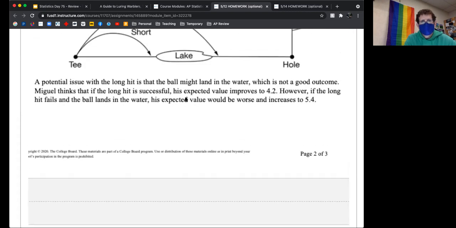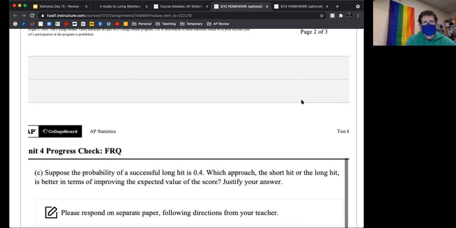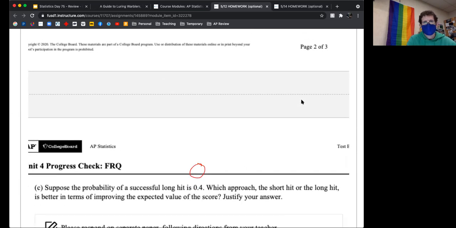His expected value, the average value that we would expect, is 4.2 with the long hit. However, if it fails and lands in the water, his expected value would be worse and increases to 5.4. All right, so we can create a probability distribution from this. The probability of him successfully making the long hit is 0.4. Let me try to get all this on the screen at the same time.